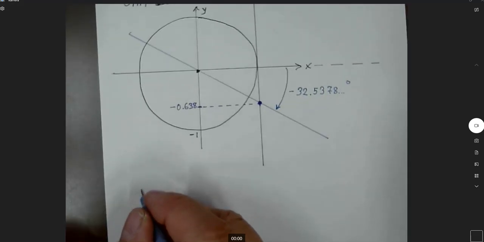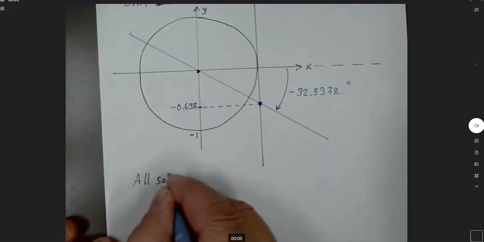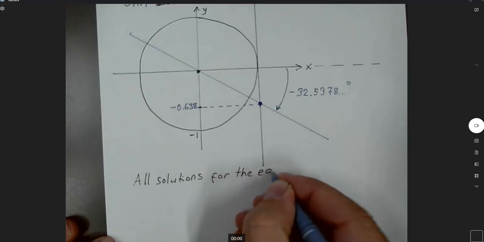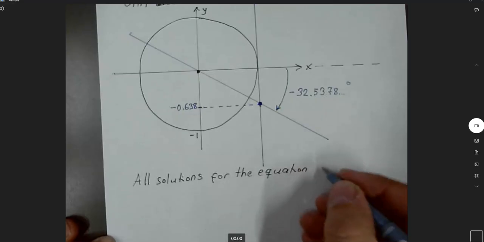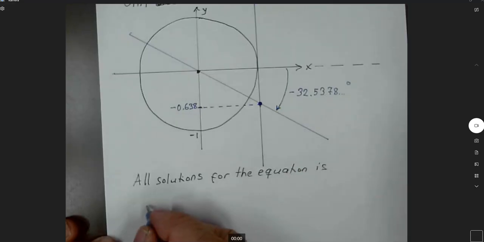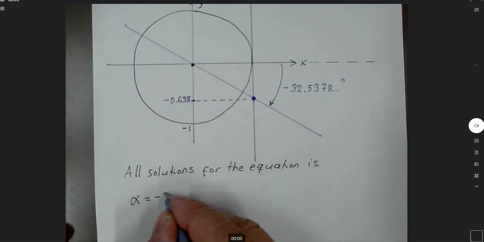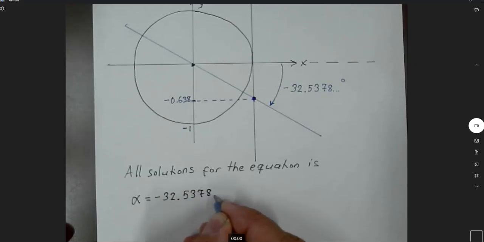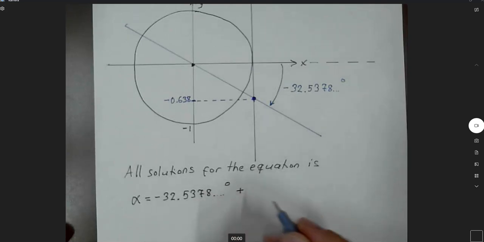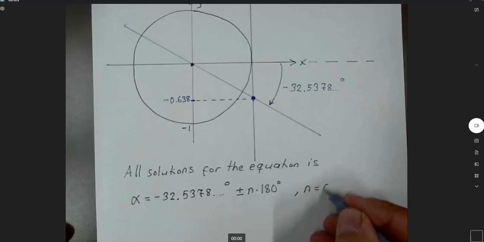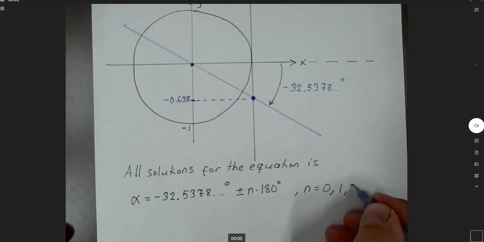So all solutions for the equation is alpha equals minus 32.5378 degrees plus or minus n times 180 degrees, and here this n equals 0, 1, 2, etc.